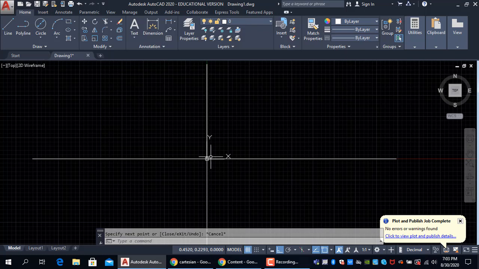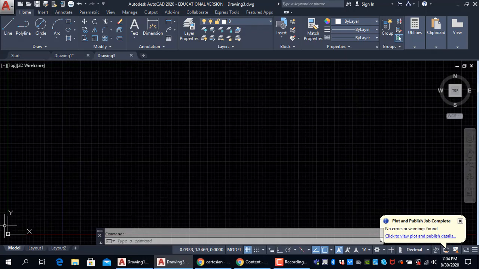Okay, so more than likely when you open your file, I'm going to open a new one, you're going to notice that your X and Y, your origin, is on the bottom left of your screen, which means more than likely by default you're going to be working on your upper right quadrant, which is positive, positive.